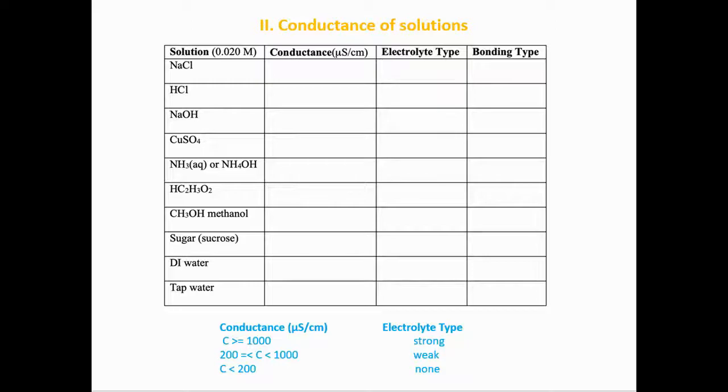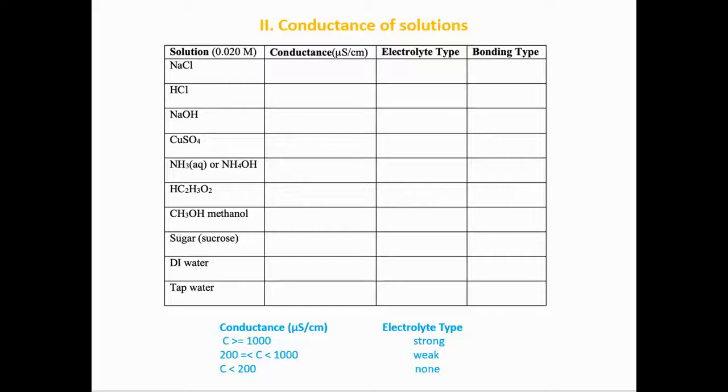If the conductance is greater than or equal to 1,000 microsiemens per centimeter, then the electrolyte type is strong. If the conductance is greater than or equal to 200 microsiemens per centimeter, but less than 1,000 microsiemens per centimeter, then the electrolyte type is weak. If the conductance is less than 200 microsiemens per centimeter, then the electrolyte type is none.